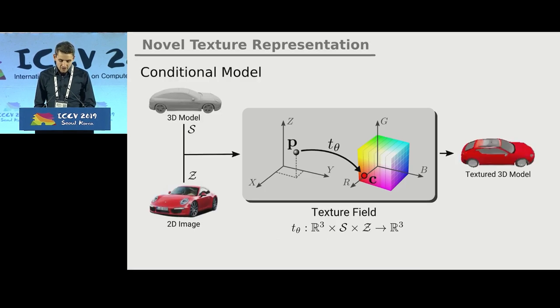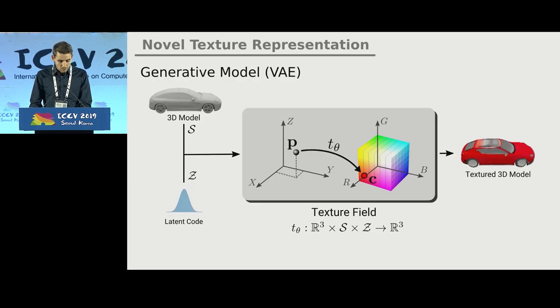For reconstructing texture, we condition the texture field on a feature embedding of a 3D shape, as well as the feature embedding of a condition, for example, an image. The texture field then learns to predict color values following the provided conditions for given locations. Furthermore, we used our novel representation for a generative model. Our setup here consists of a variational autoencoder with the texture field as the decoder. At inference, we can sample novel textures for a given 3D object.